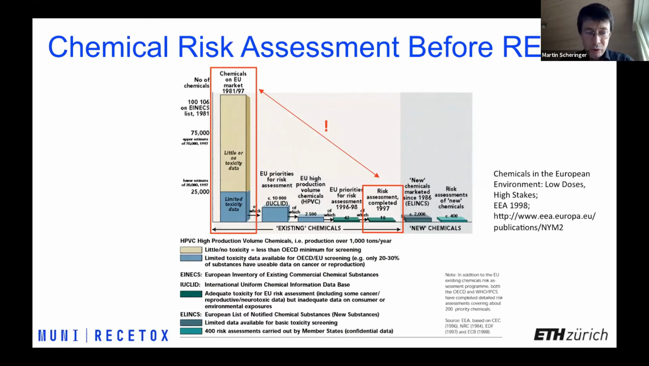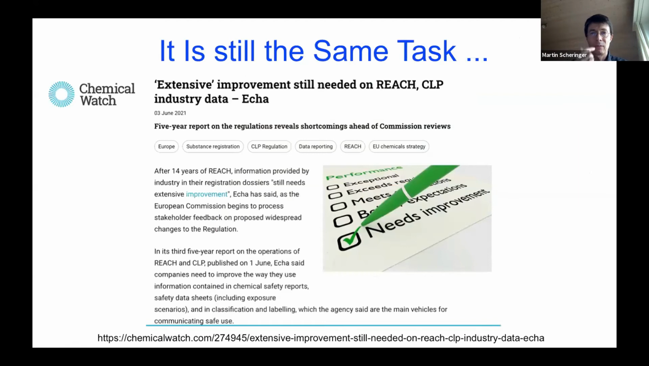By introducing REACH, what has been changed, of course, is the roles and responsibilities of the different actors, of industry, of authorities. Also, the regulatory context of all of this has been changed. But what has not been changed is the task as such. It is still the same task of evaluating all these chemicals.